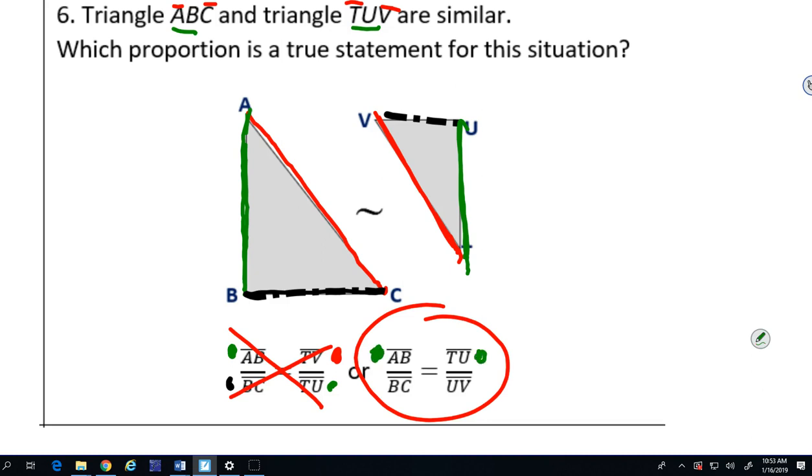TU is green. BC is what color? Black. And UV is black. So those go together. Make sense? All right. We're going to go ahead and I'm going to leave those last two for us to start with tomorrow.